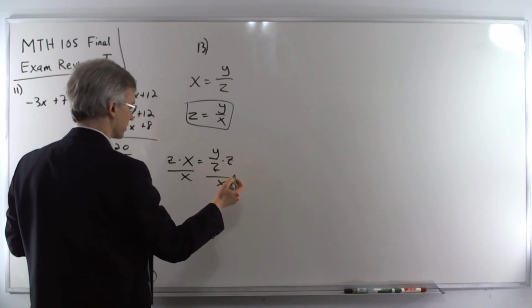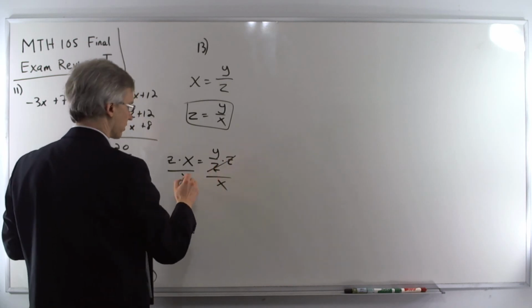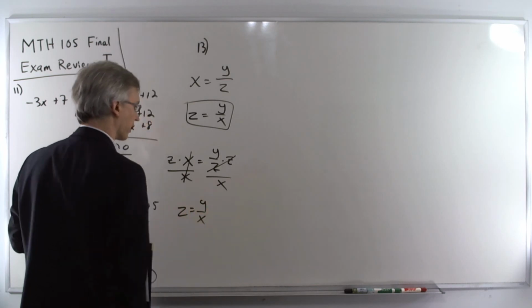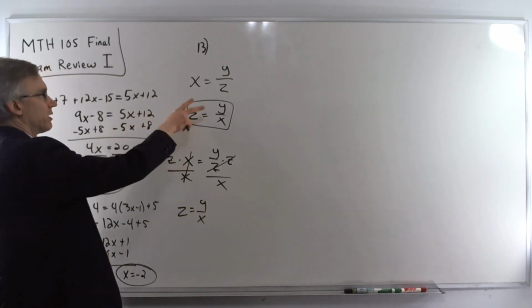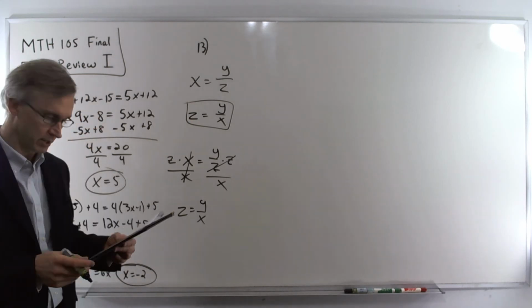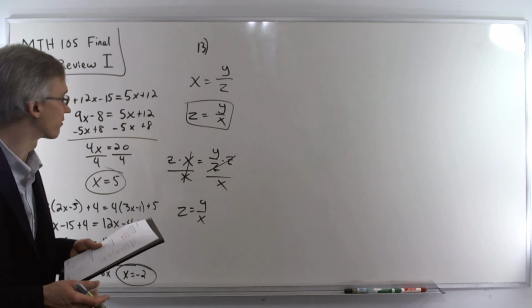So I'm just doing these both at the same time. The z's cancel over here, the x's cancel over here, and we get z equals y over x. So that little trick combines two operations at once. Nice time saver. Next up, number 14.